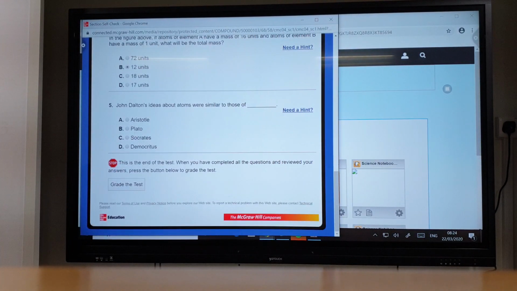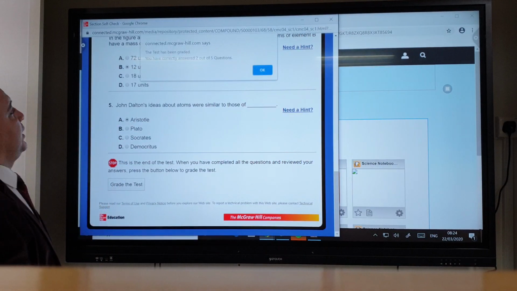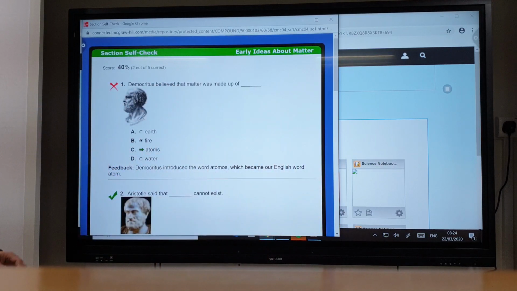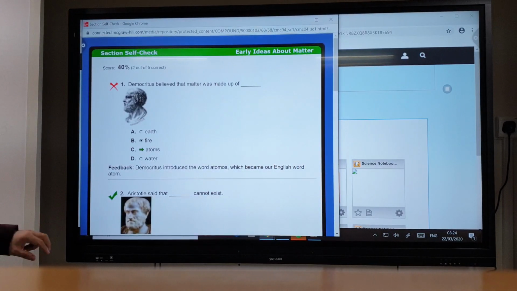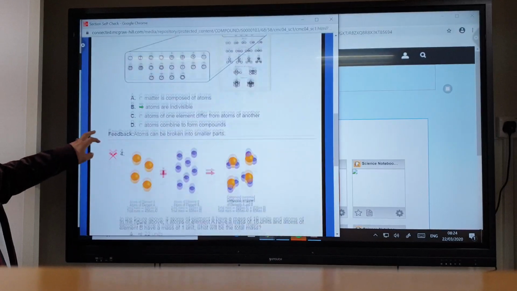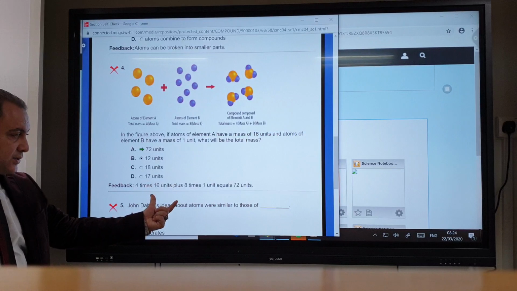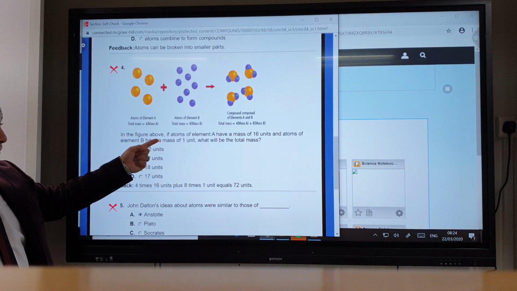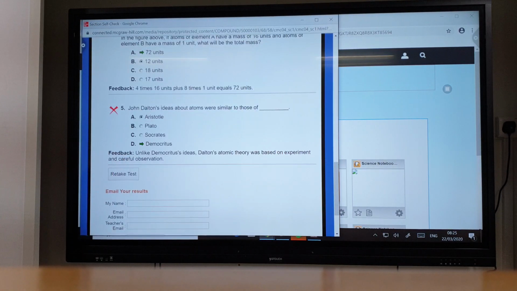John Dalton's ideas about atoms were similar to those of Aristotle, Plato, or Democritus? They were similar to Democritus. Now, read the test. Number one: Democritus believed that matter was made up of atoms, not fire. Yes. For the total mass: 4 times 16 plus 8 equals 72 units.